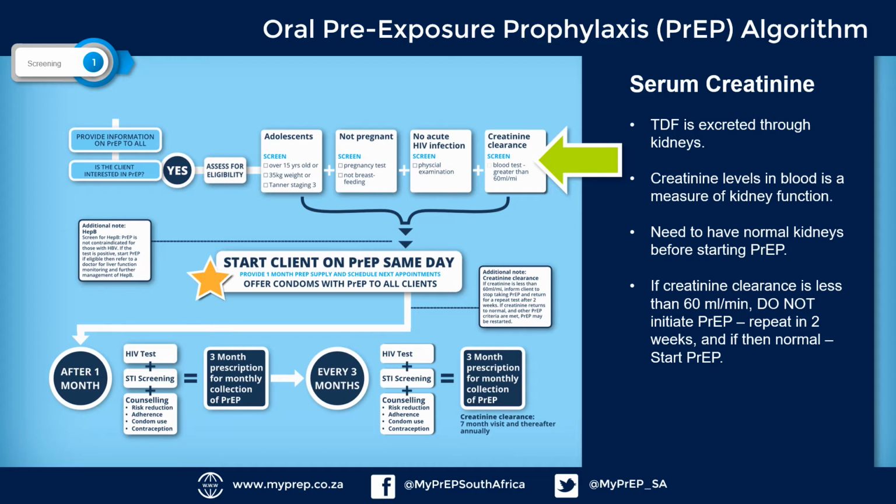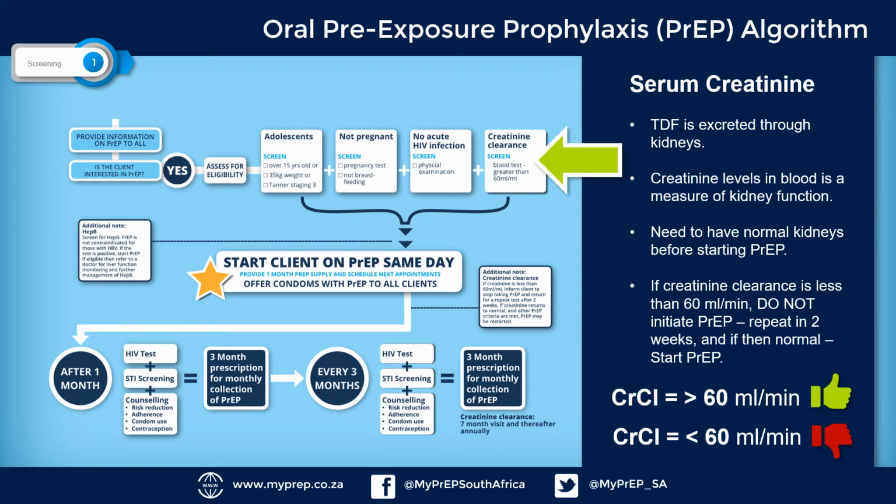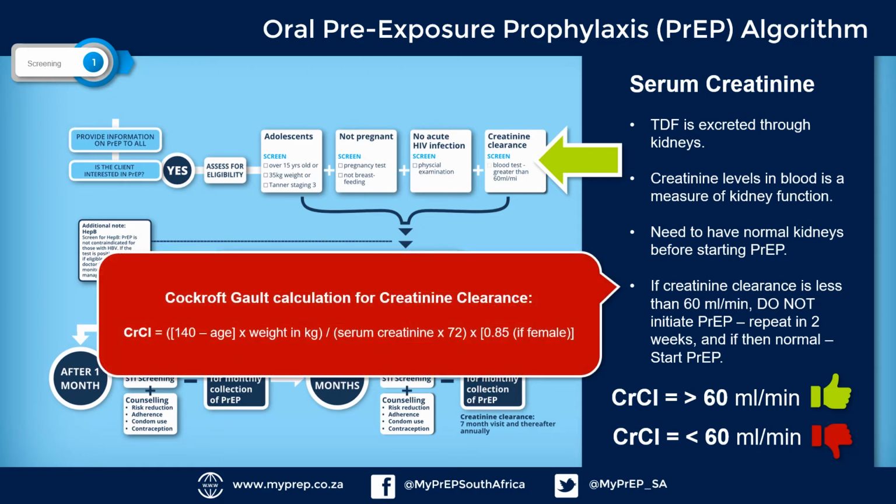A value greater than 60 mL per minute suggests a good renal function, and a value of less than 60 mL per minute suggests poor renal function. The formula for this is shown on the screen. Therefore, anyone with a creatinine clearance of more than 60 mL per minute can safely proceed with screening PrEP initiation.